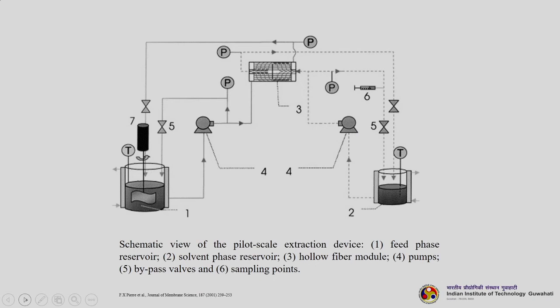So, you can see that this is a pilot scale extraction device. Here is the feed phase reservoir, this is your solvent phase reservoir which is n-hexane, this is your hollow fiber module, then there are different pumps, bypass valves and sampling points. Okay. As I told in the earlier slide, both the feed as well as the solvent being used passing through the membrane are totally recyclable. So, this system operates in a total recycle mode.